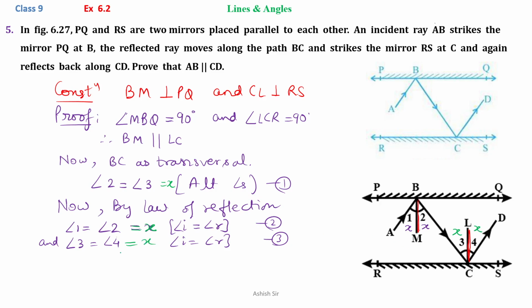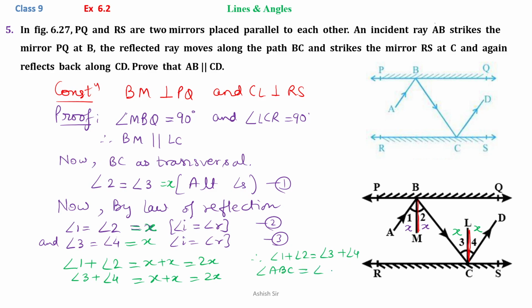So now from the figure we can say that all the angles are equal and angle 1 plus 2 will be x plus x, that is 2x. Similarly, angle 3 plus angle 4 will also be x plus x, that is 2x. Therefore, we can say angle 1 plus angle 2 is equal to angle 3 plus angle 4. That is, we can write angle ABC is equal to angle BCD. Therefore, they are forming alternate angles. So, by converse of alternate angles, we can say therefore AB will be parallel to CD.